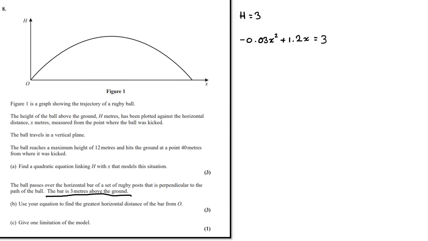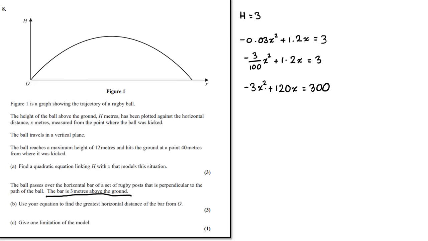So what would I get here? We can write that as minus 3 over 100 x squared plus 1.2x equals 3. So in that case, I'm going to times everything through by 100. So it's going to give me minus 3x squared plus 120x is equal to 300.